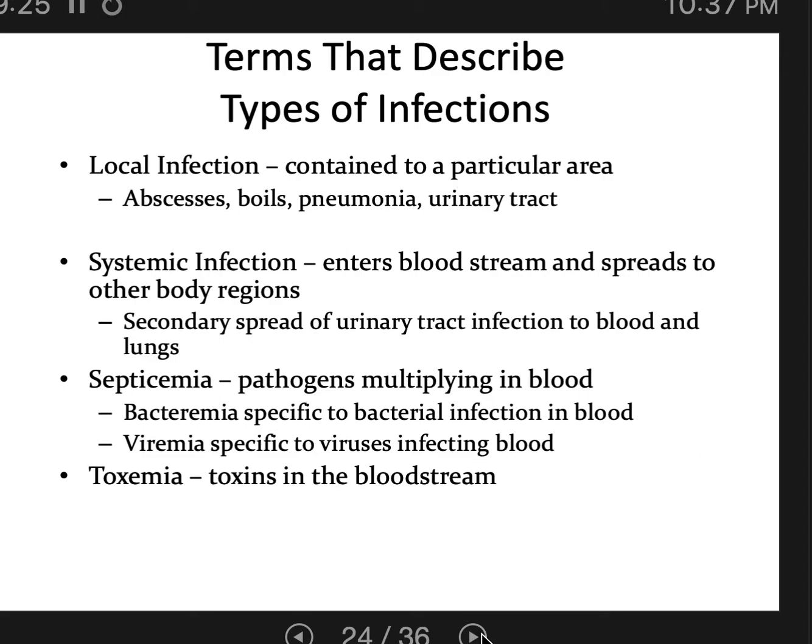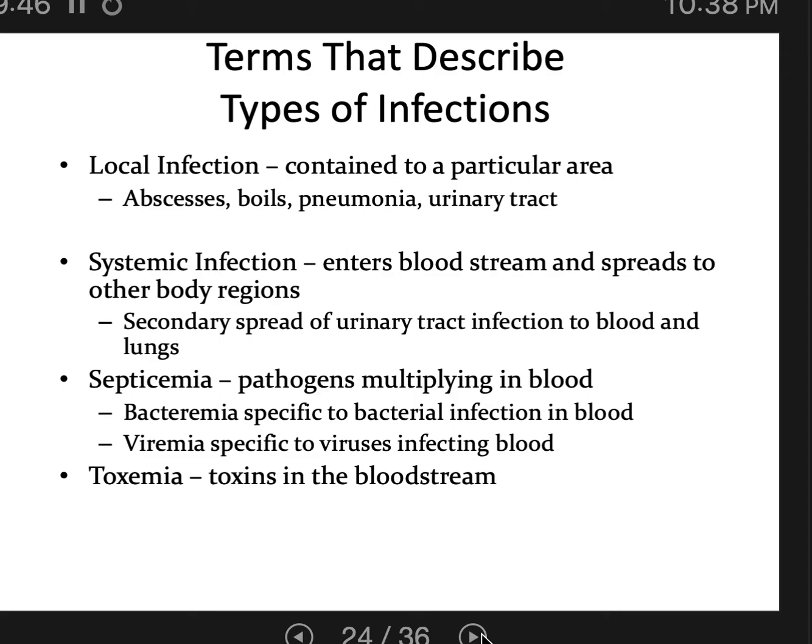Toxemia is when you have toxins in the bloodstream. So you may have bacteria as well, but you might not. You might just have the toxin itself. So you could have toxemia from a rattlesnake bite or from botulism. So we talked about botulism in the previous lecture.